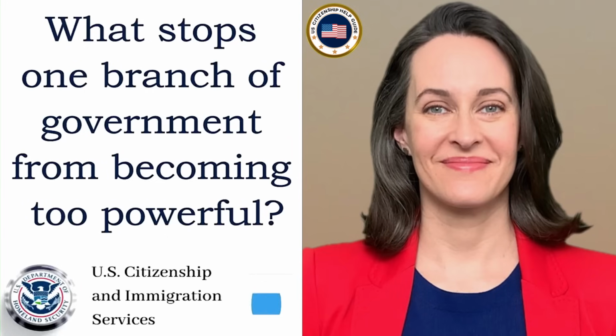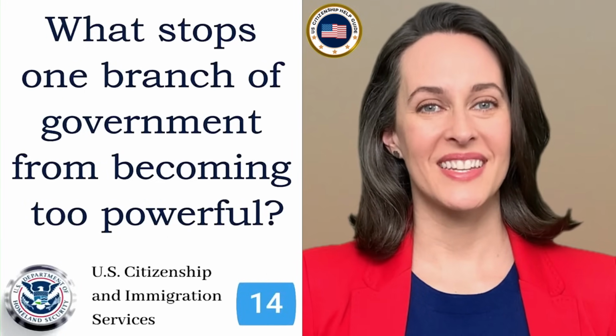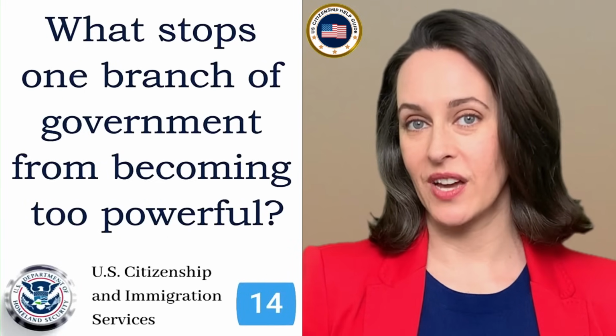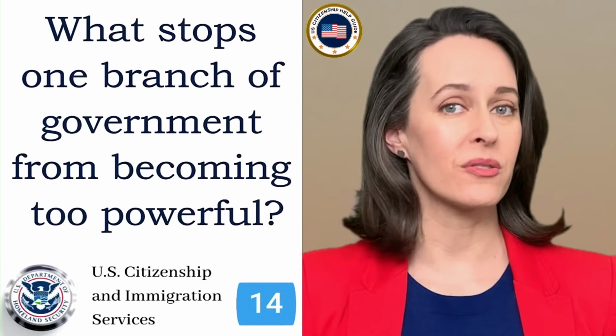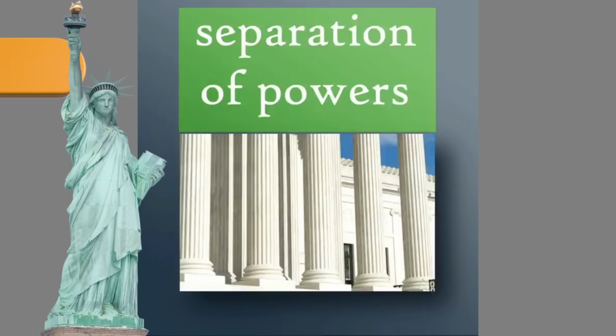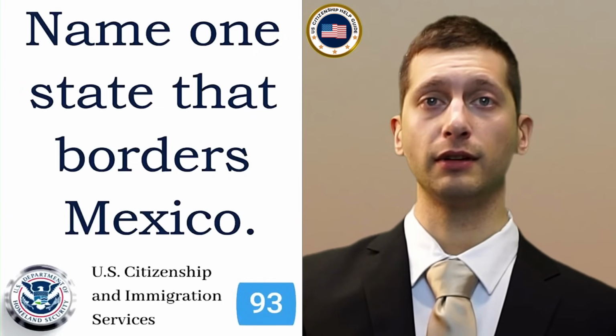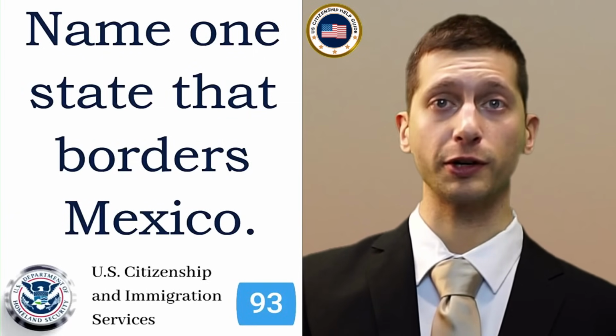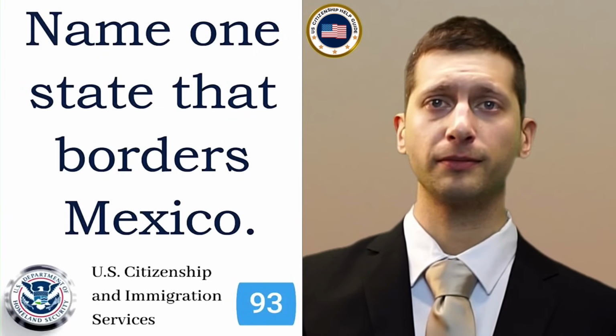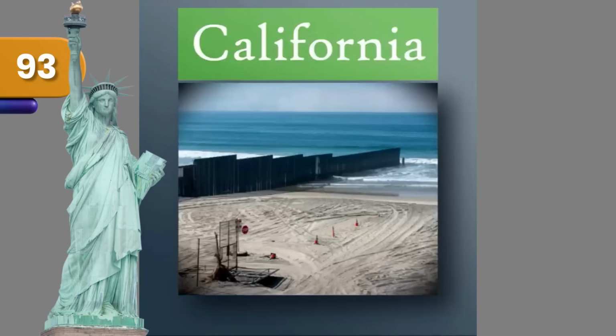61. Why did the colonists fight the British? Because they didn't have self-government. 14. What stops one branch of government from becoming too powerful? Separation of powers. 93. Name one state that borders Mexico. California.